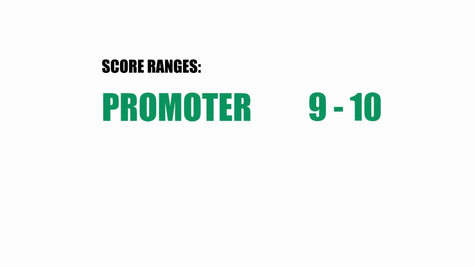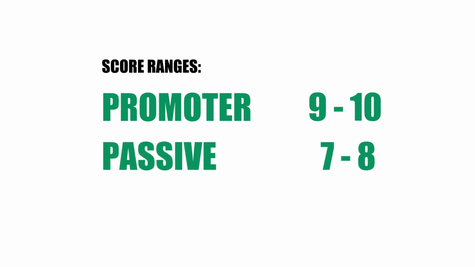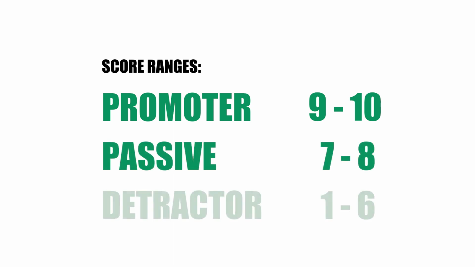So NPS is a survey score that, based on a scale of 1 to 10, measures how likely you are to recommend a friend or family member to your business or service. And within the scale of 1 to 10, it is broken into 3 categories. The first is a promoter, which is a score of 9 to 10. The next is a passive, which is a score of 7 to 8. And lastly, we have detractors, which is a score of 1 to 6.